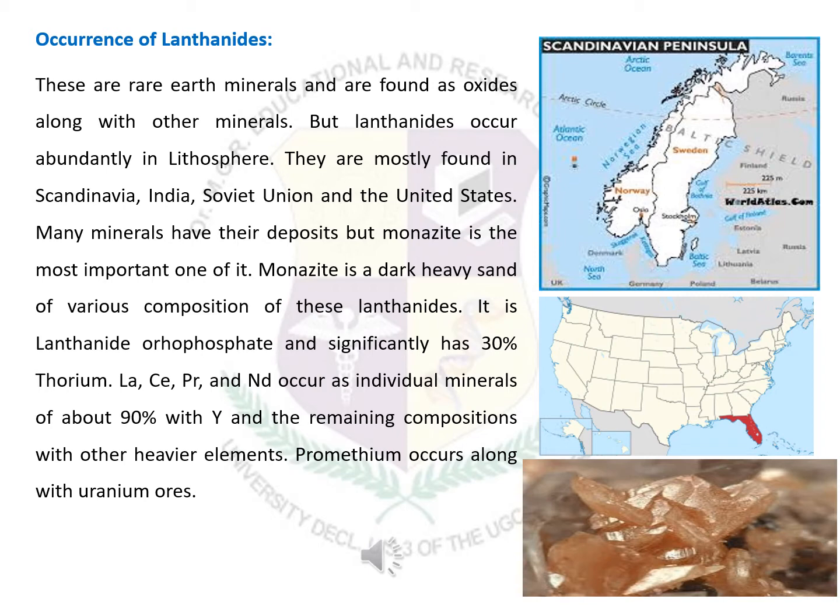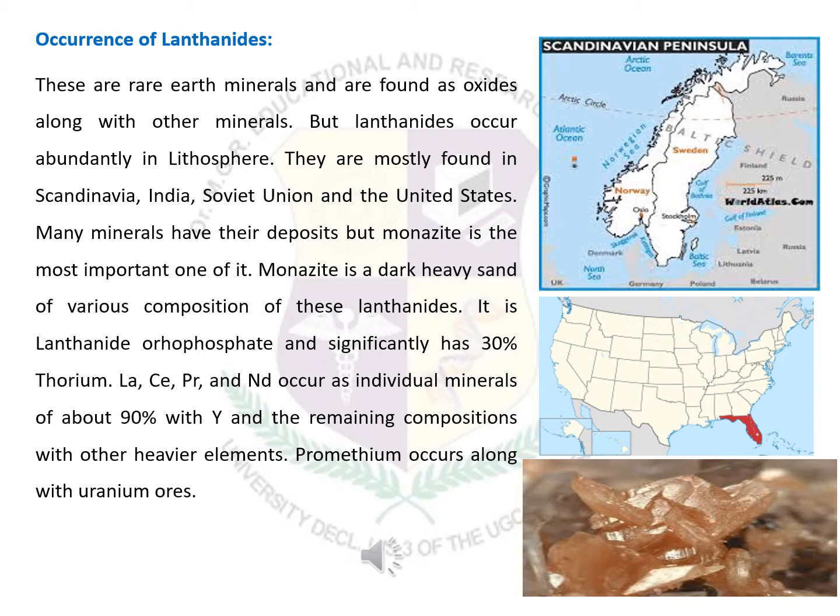Lanthanides are found as oxides along with other minerals, and so they are called rare earth minerals. They are abundant in the lithosphere. They are mostly found in Scandinavia, the Soviet Union and the USA islands. Many minerals have their deposits, but monazite is the most important one. Monazite is a dark heavy stone of varied composition of these lanthanides. It is a lanthanide orthophosphate and significantly has 30% thorium.